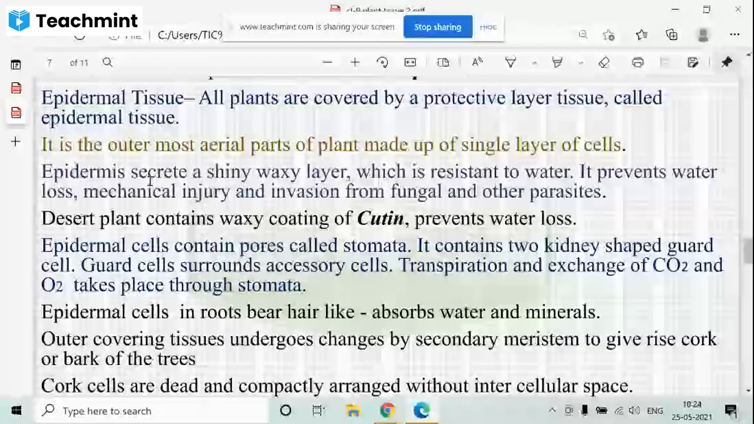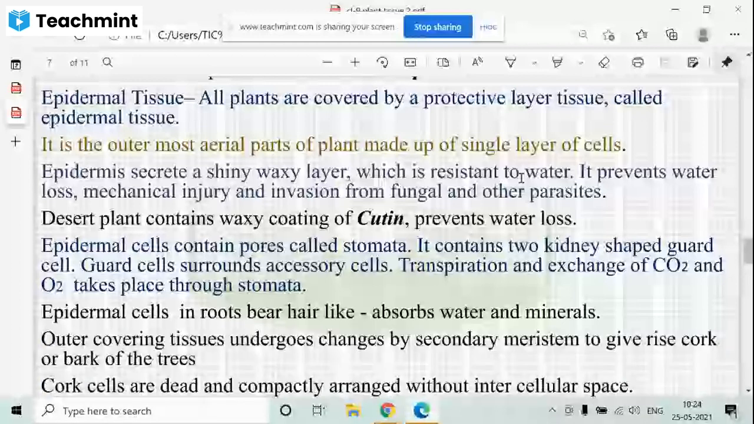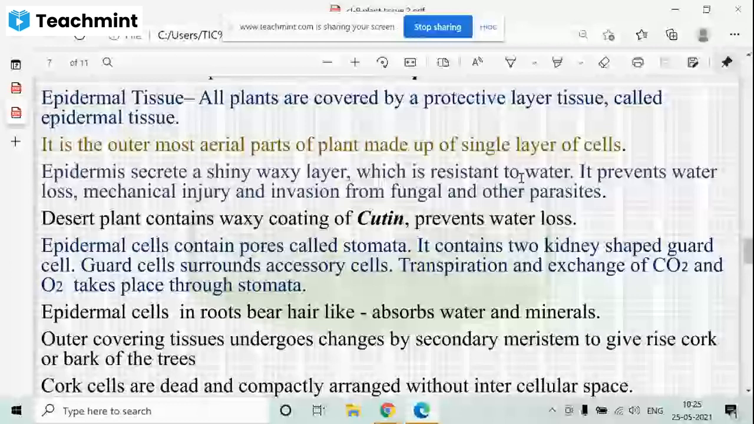Okay. Now, epidermis secretes a waxy coating layer which resists water. If you put water on a Colocasia plant, you know the Colocasia plant? If you drop water on the leaf, what happens? Does the leaf absorb the water? No, it drains out. Did you get it? If you drop water on the leaf of a plant, it will drain out because it has a very thin layer of waxy coating. A wax type coating is there on the epidermal layer.